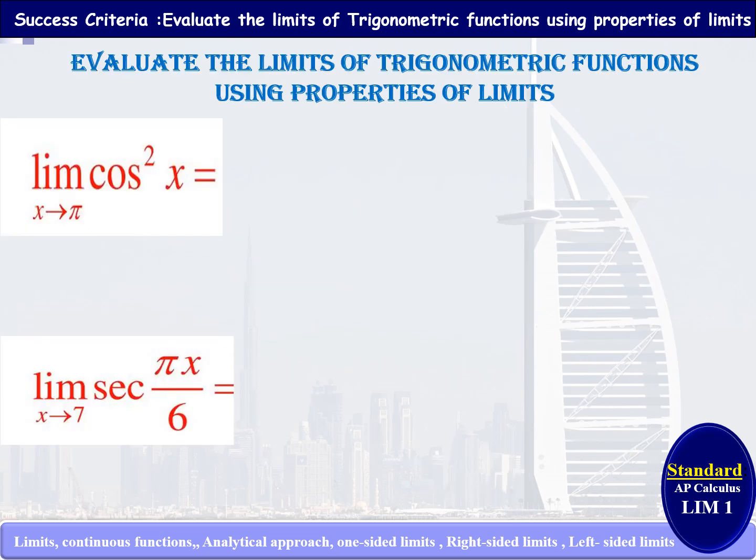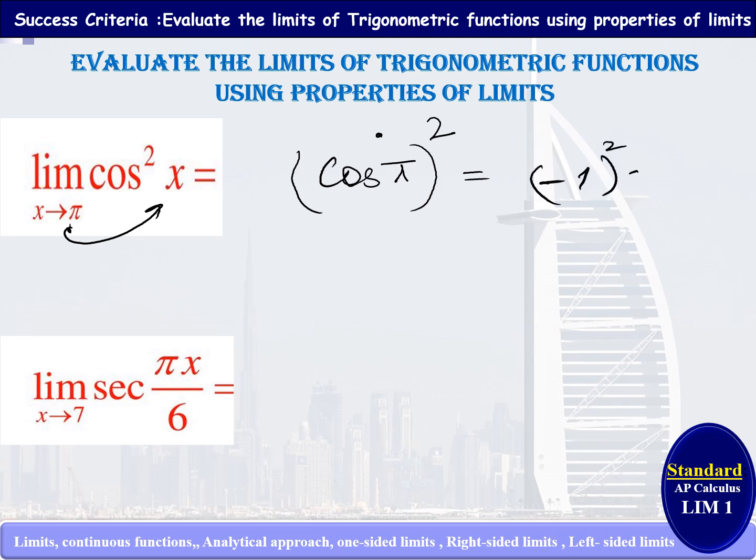Okay, next question. The limit as x approaches pi of cosine square x. So replace the x by the pi. So cosine of pi. But in the calculator, don't put the square here, but take the bracket and put the square here. Cosine pi is negative 1. Put the power 2. The answer is 1. No need to show the step. From here, you can come directly over here.